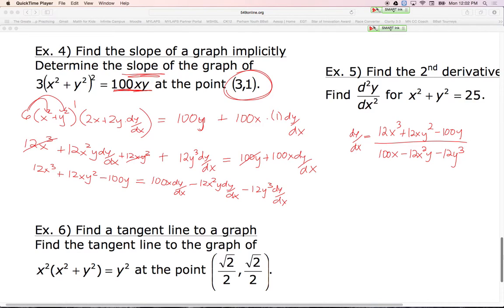Now, one benefit before I plug in: does everybody see something I can do? I can divide a 4 out of everything. Only because it can be divided out of everything is it a benefit. So I'm going to simplify the fraction, reducing it by 4. So dy dx equals 3x cubed plus 3xy squared minus 25y over 25x minus 3x squared y minus 3y cubed. You like that? I promise you it was helpful.